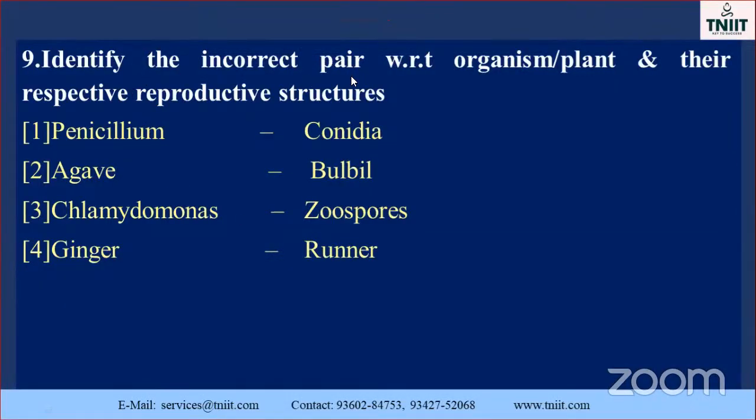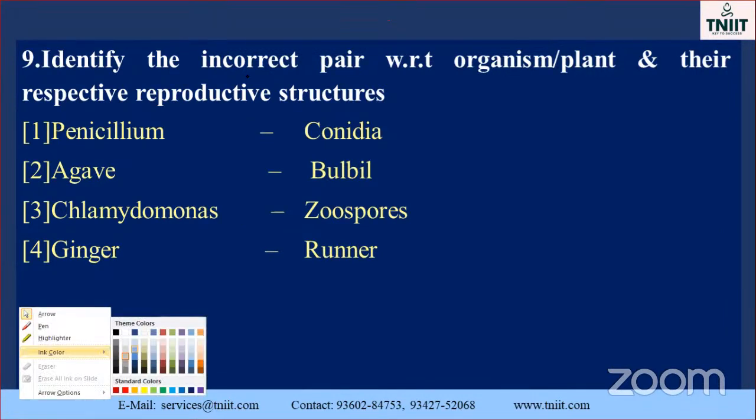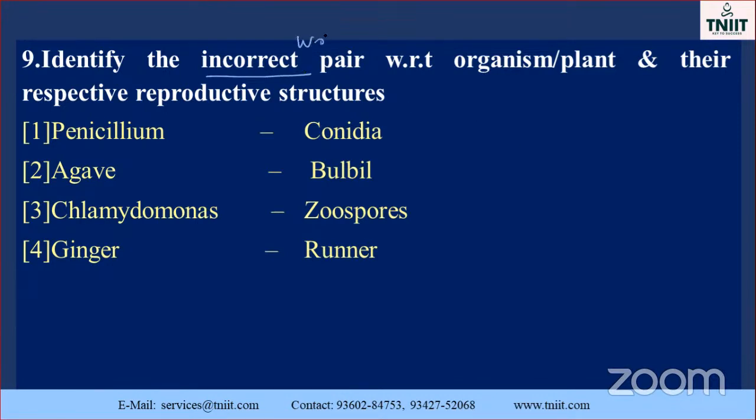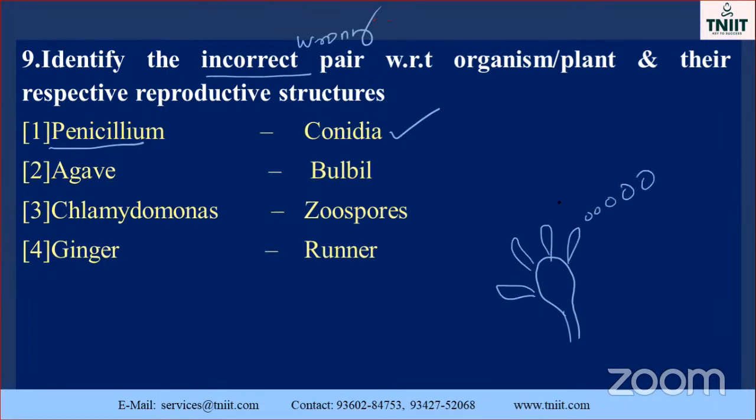Identify the incorrect pair, that is called the wrong pair. Organism and their respective reproductive structure. Already you know Penicillium, conidia. Penicillium has a finger-like projection structure, with small structures. These are all conidiophores, which produce small conidia, with the old one at the top and the young one at the bottom.